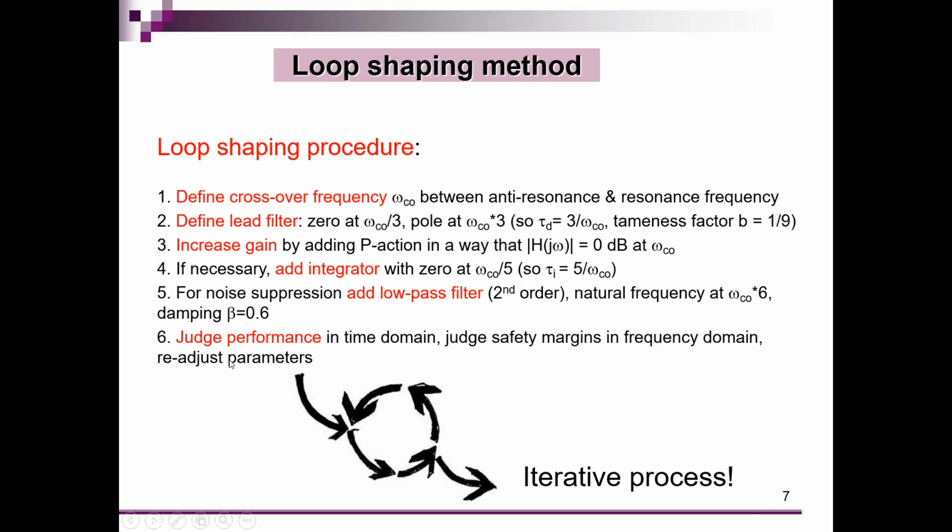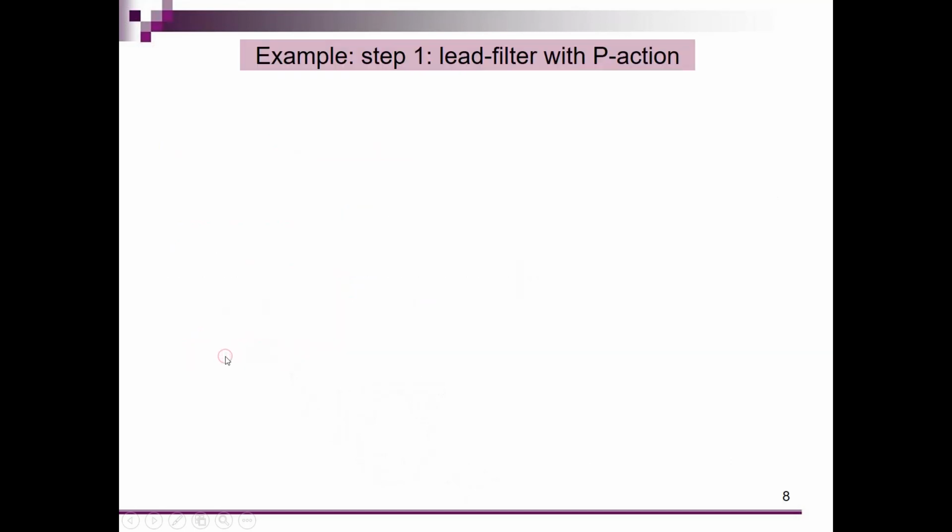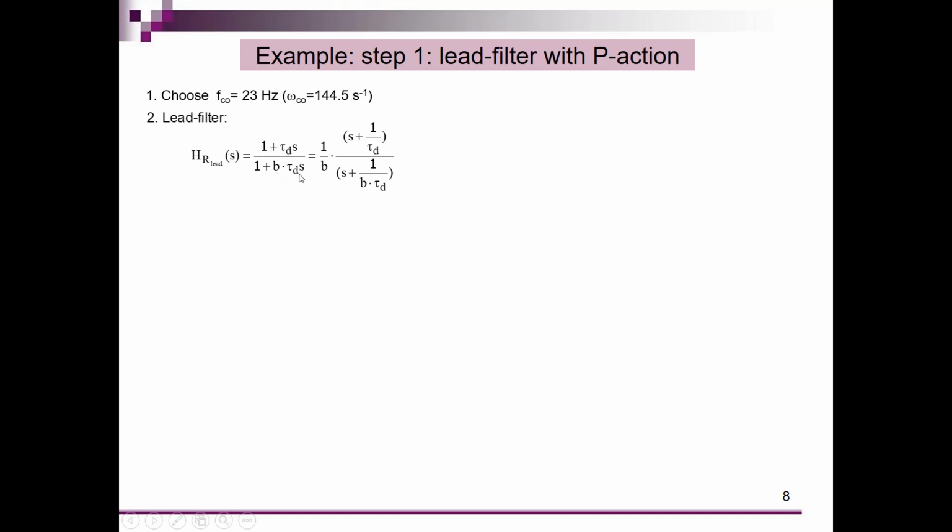So let's do it in that example which we discussed earlier. Step number 1 is we add the lead filter with the P action. So we had a crossover frequency at 23 Hz, which equals 144.5 radians per second. Now we are defining our lead filter, and the transfer function of a lead filter is H equals 1 plus tau d times s over 1 plus b times tau d times s. So we have a zero over here and we have a pole over here. And this is another way of writing that transfer function in a way to make it easier to implement in the frequency domain.